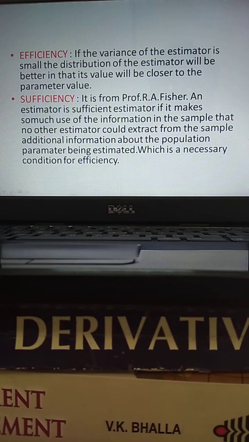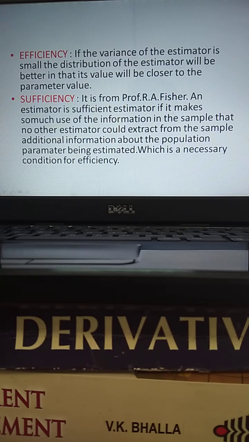The next one is efficiency. If the variance of the estimator is small, the distribution of the estimator will be better, in that its value will be closer to the parameter value. So efficiency is truly based upon the variance information. The best example here: the arithmetic mean is a more efficient estimator than the median.